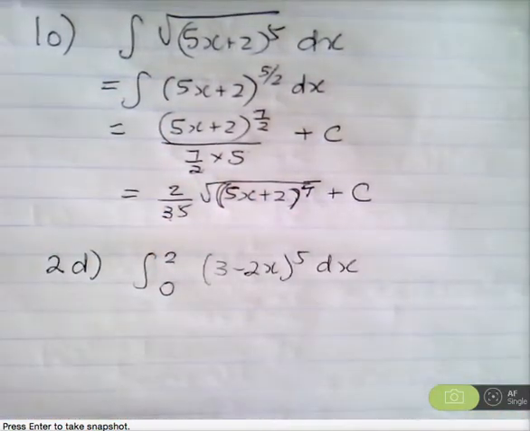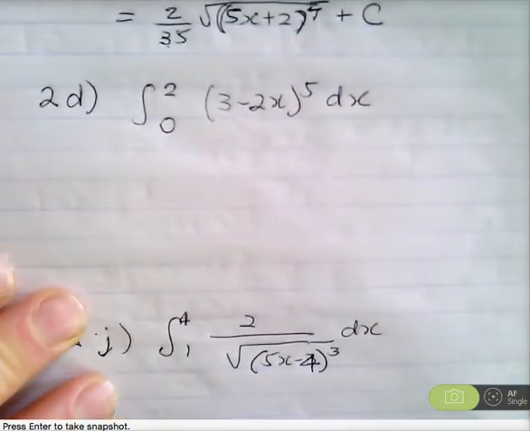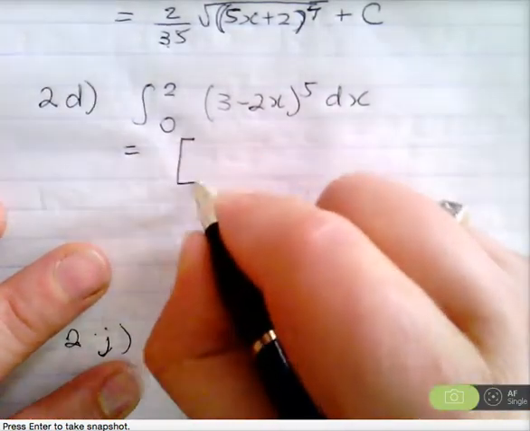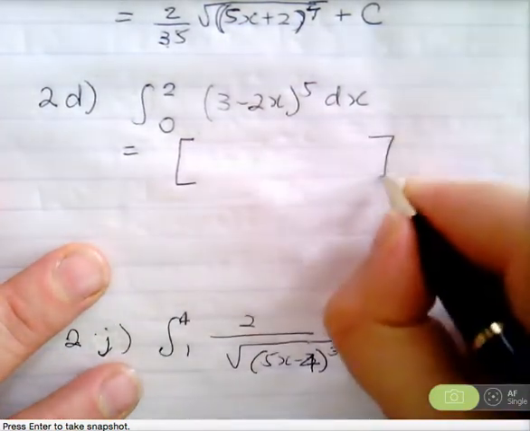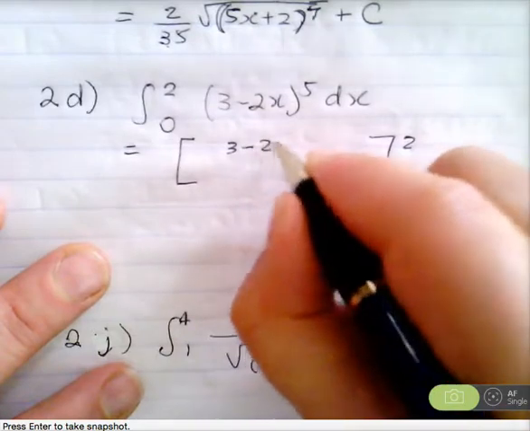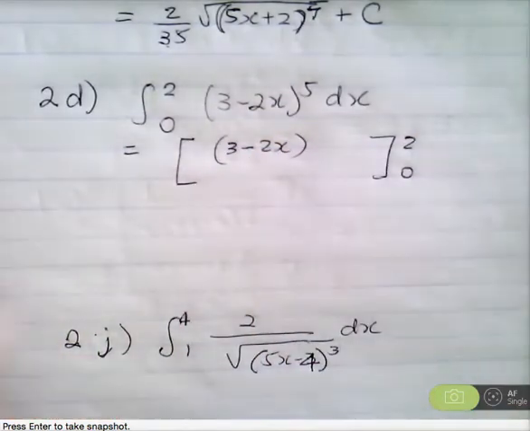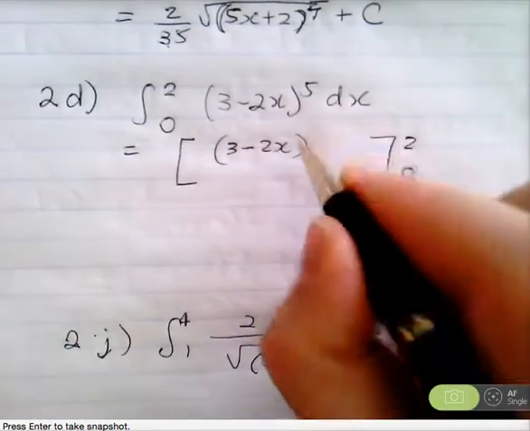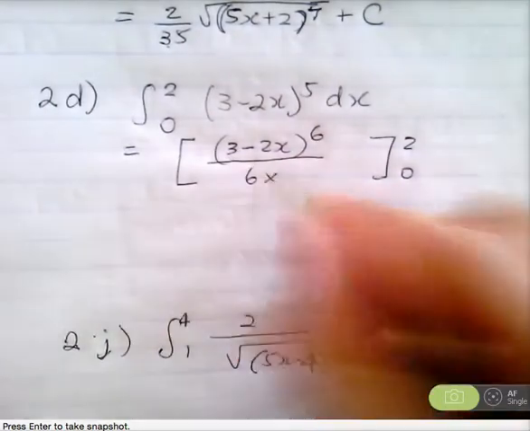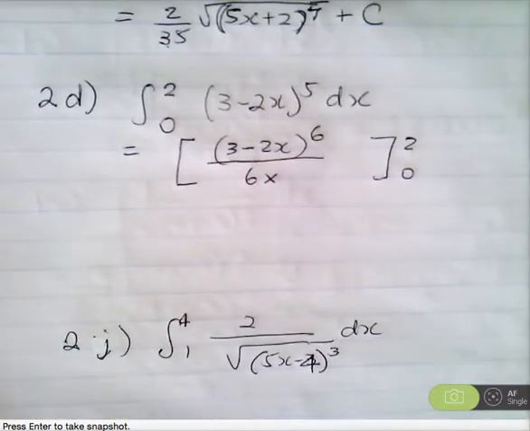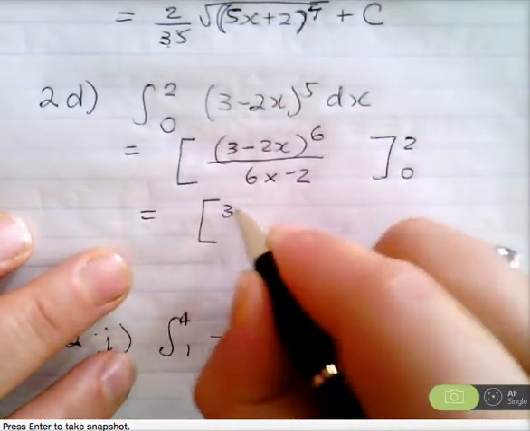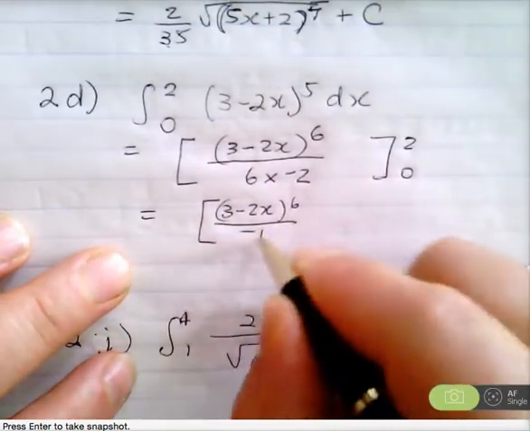Next, definite integrals done the same way. Let's go. Integrate that and what do you get? Square brackets this time because we're substituting 2 and 0. What do you get? 3 minus 2x to the power of? Increase the power by 1, and multiply by the coefficient of the x, times it by negative 2. So therefore we've got 3 minus 2x to the power of 6 over negative 12.